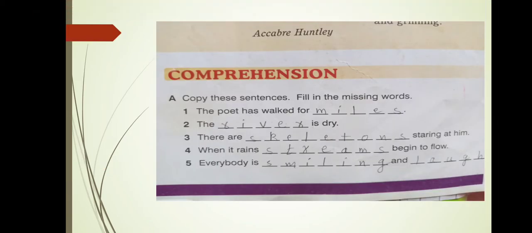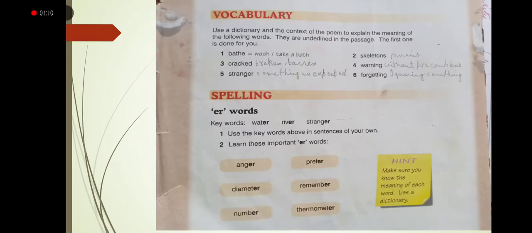Let's start it. Here is the first part, and it says fill in the missing words, and in every missing blank you have to write one letter of that word. Like number 1 says, the poet has walked dash miles. So you see that I have written every letter in every blank, not the complete word in one single blank. The river is dry. There are dash throwing at him. When it rains, dash begin to flow. Everybody is dash and dash. So you can do it on your own.